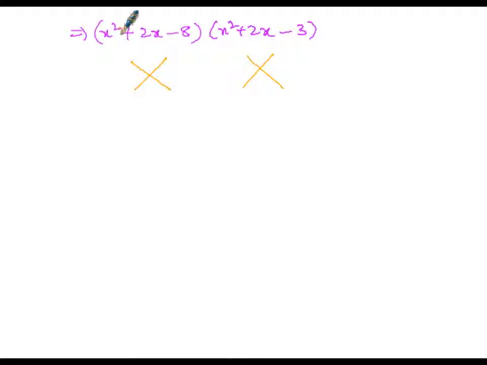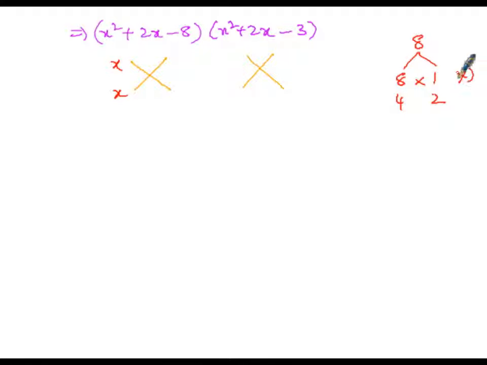x square can be split as x into x, which is nothing but x square. 8 can be split as 8 ones are 8 and 4 twos are also 8. When we add these two, 8 plus 1 is 9, but it is not 9. When we subtract, 8 minus 1 is 7, which is also not 7. So this option is wrong.